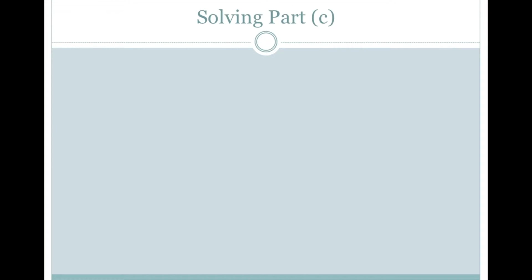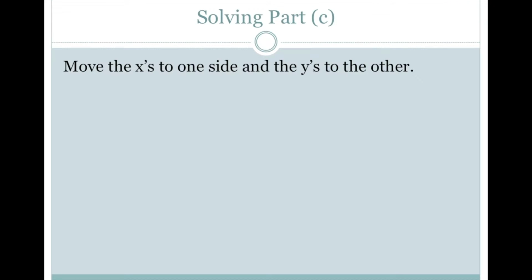Now, solving for part C. In order to find f of x, we need to take the integral of dy over dx. The simplest way to do that is to move the x's to one side and the y's to the other. That way, they don't get in the other's way when we take its integral. But it should look something like this.